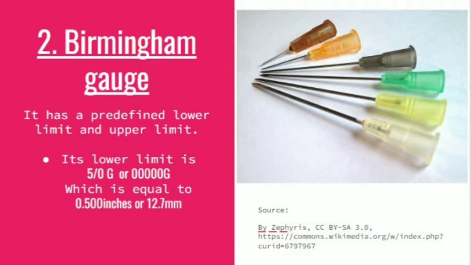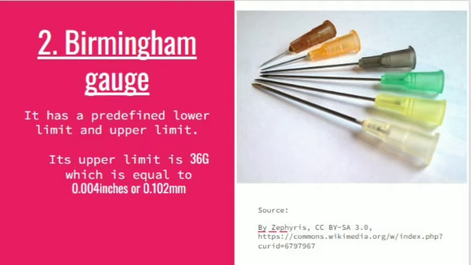Its lower limit is 5 by 0 gauge or 5 zeros gauge, which is equal to 0.5 inches or 12.7 millimeter, also known as 1.27 centimeter. Its predefined upper limit is 36 gauge, which is equal to 0.004 inches or 0.102 millimeter, or also known as 0.01 millimeter. You can see that the greater the gauge value, the smaller the value in inches or millimeter, the smaller the diameter. So gauge value is opposite to actual size.